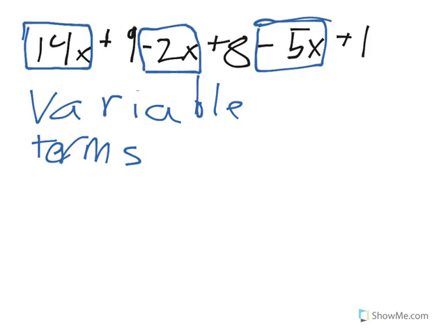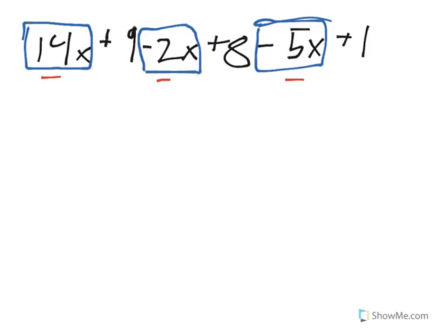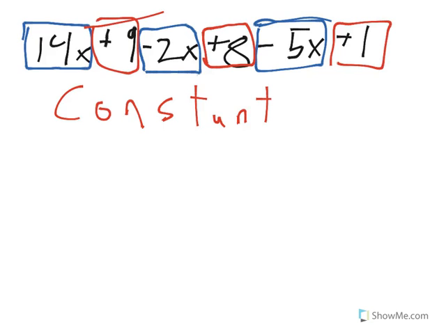We call these variable terms since the x is considered a variable. The 14, the negative 2, and the negative 5 would be called coefficients, the numbers before the variables. Those don't really matter. Okay, so now we're going to go ahead and circle all of our normal numbers in red. It helps to use the colors because it categorizes the numbers. The normal numbers are called constant terms in combining like terms.